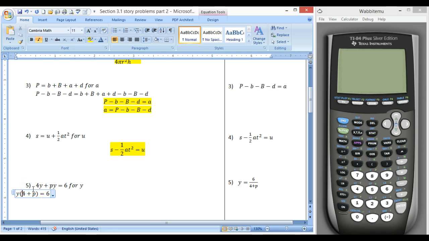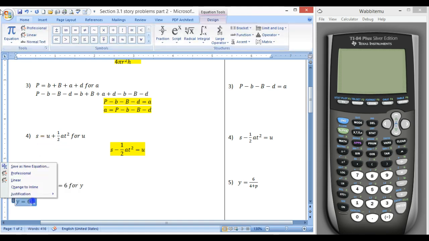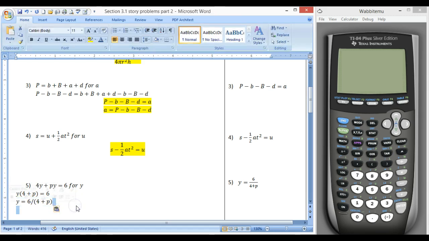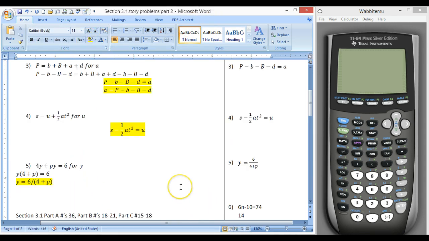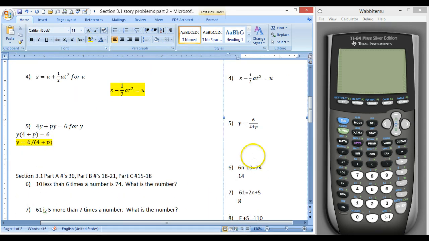Now I only have one y, which is perfect. That's what I need. It's being multiplied by this 4 plus p, so I need to do the opposite, which is divide by this. So I'm going to cut it out of there. Dividing it cancels it out. And on the right hand side, we'll divide by it there. And there we go. There's our answer: y equals 6 divided by 4 plus p. And I'm going to highlight that as the answer and move on to the next one. Number 6.